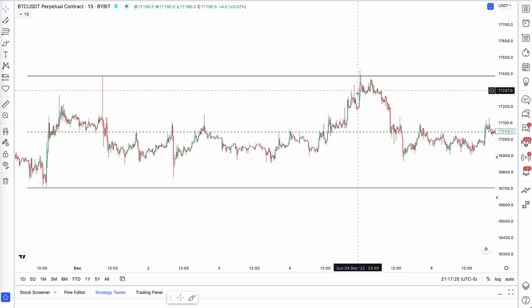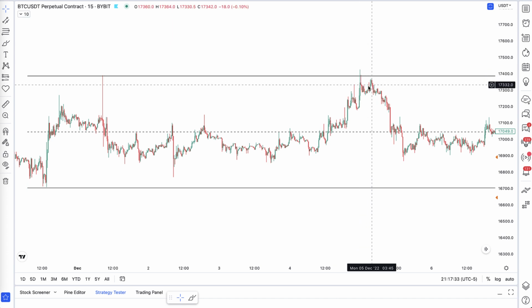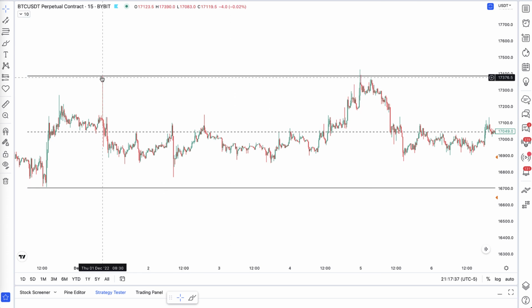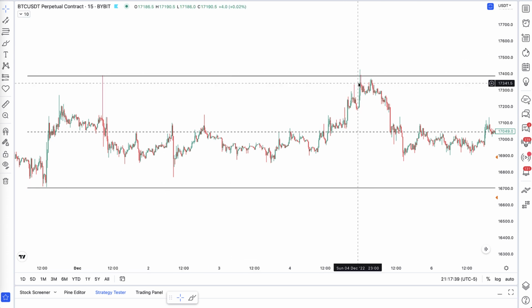We get these wicks to the upside and everyone's like, oh, it's breaking out, let's long it. And a lot of people long it right at the top, which is the exact wrong thing that you should be doing. You should be looking to short a sweep of the range high over here. So at this point in time, we get the wick above it, we pull back into the range. And at this point, we can already start to take a short position over here.